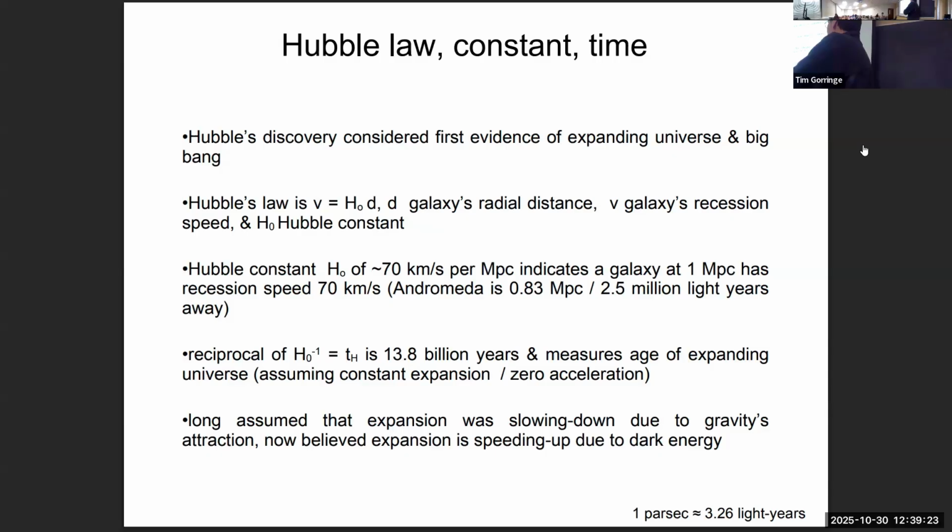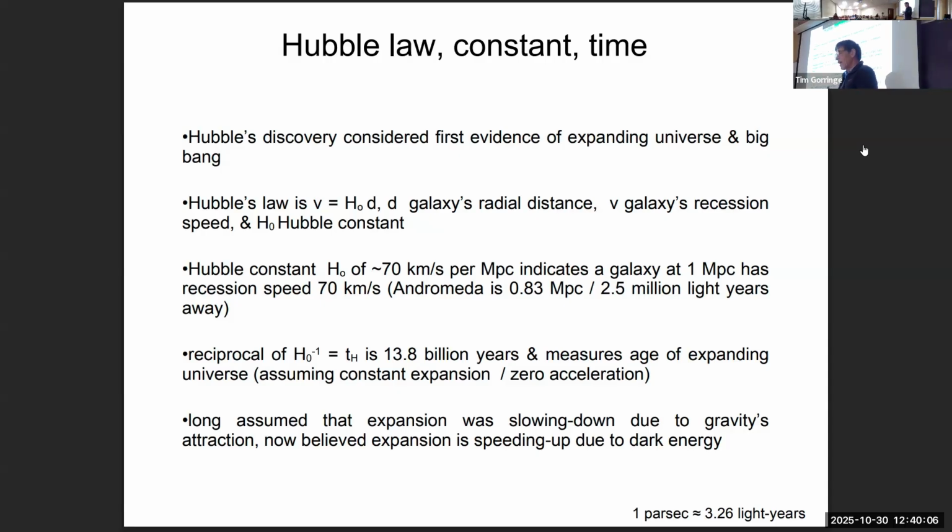He described his data with a law. We now call it Hubble's law. It just reflects that the recession velocities of the galaxies are in proportion to the distances to the galaxies. So if we call the distance to the galaxies d, and the recession velocity v, then Hubble's law just says that v, the recession velocity, is proportional to the distance to the galaxy, and the proportionality constant we now call the Hubble constant, H naught. So that's Hubble's law.